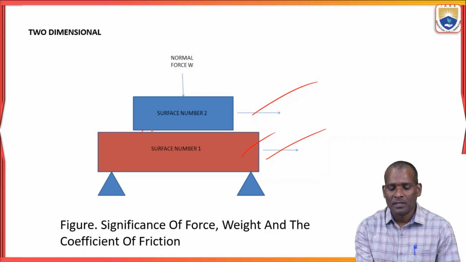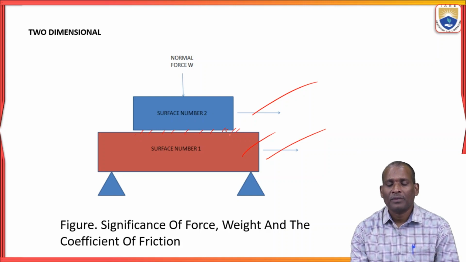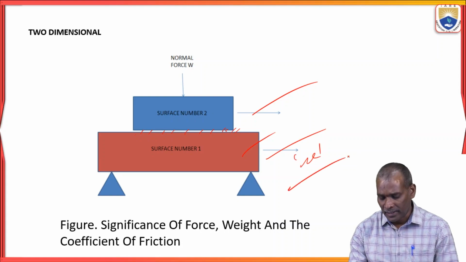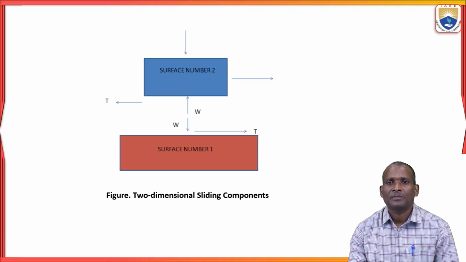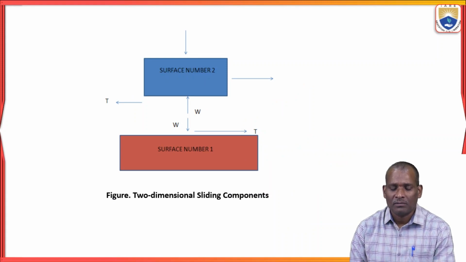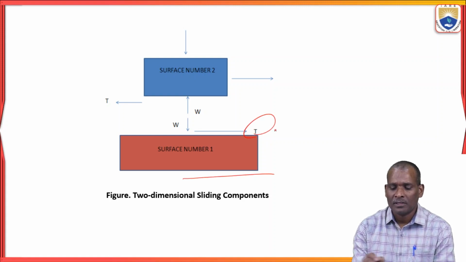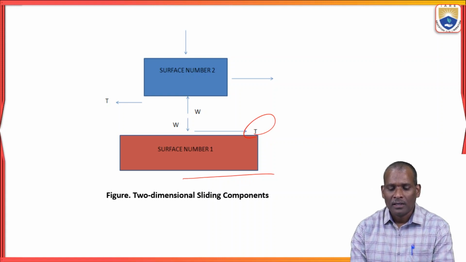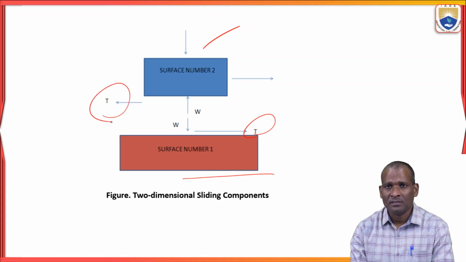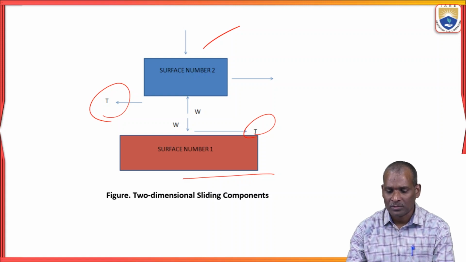In between these two surfaces, there is friction. By using mu, you can calculate the frictional resistance force. Whenever it is in a sliding position, surface number 1 is sliding and the tension force is acting, and on surface number 2 the load is acting. The opposite force will act, and that is called the frictional resistance force.